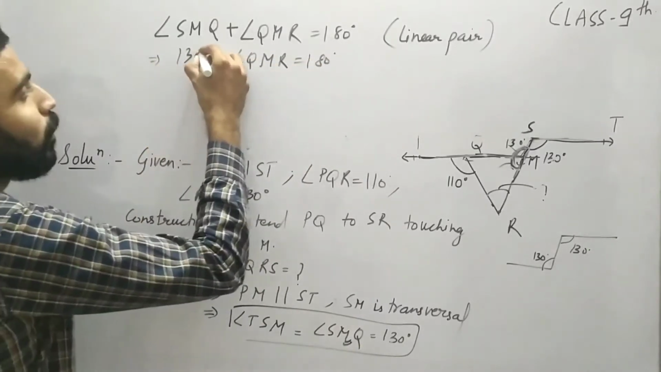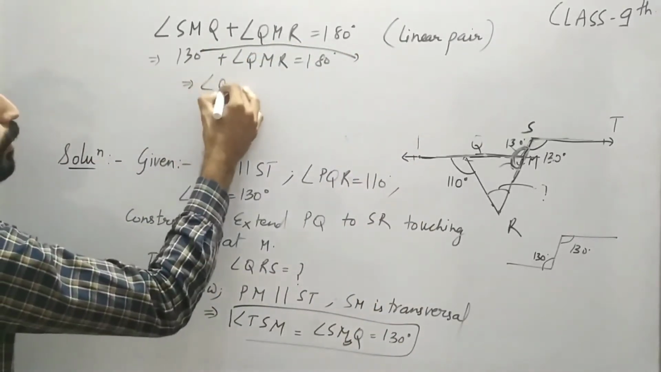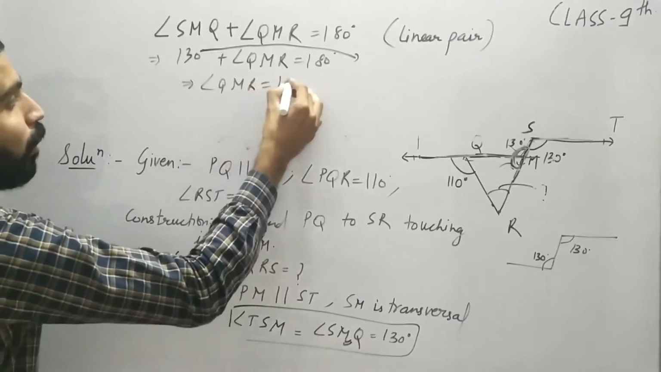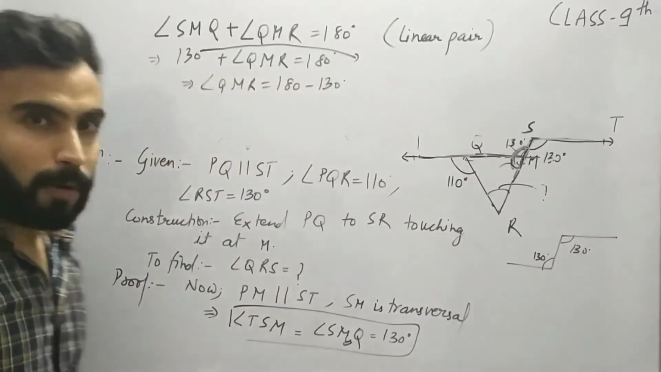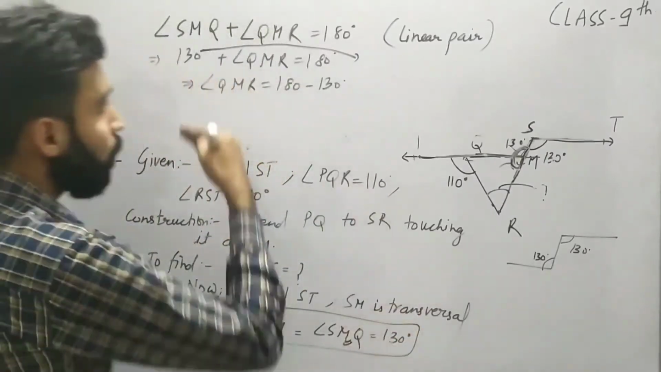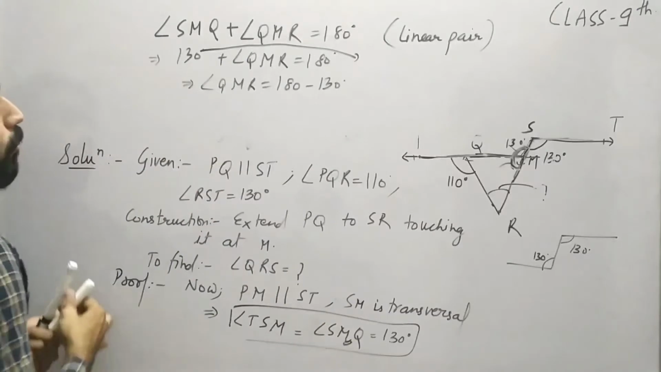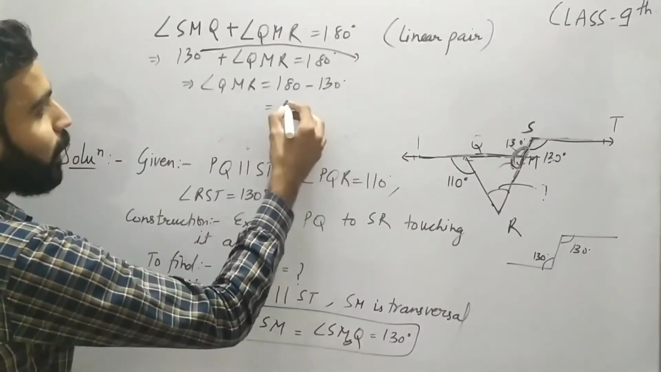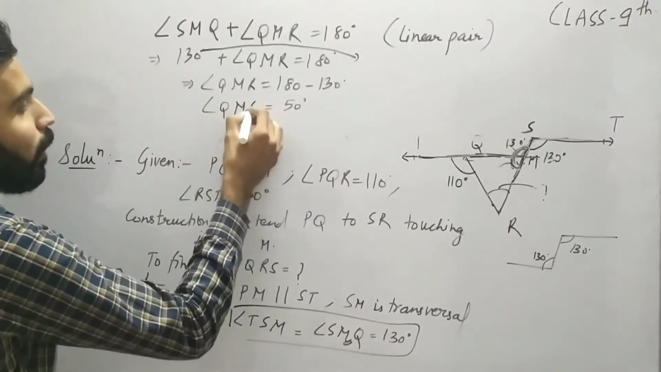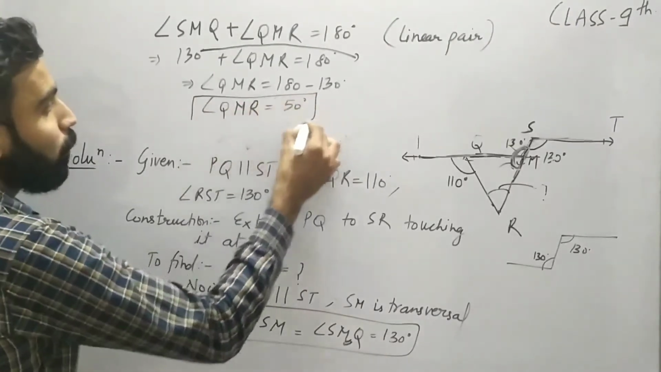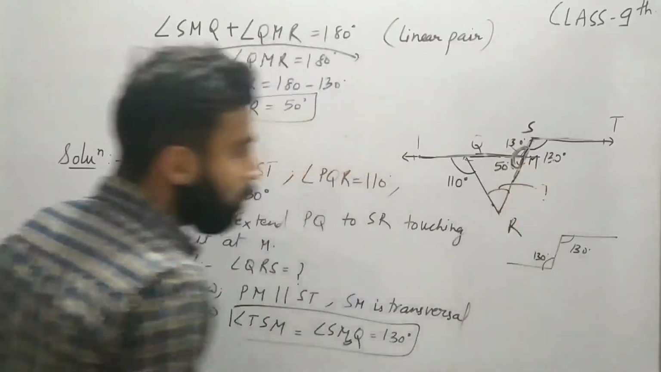Now transfer this 130 degrees over to the right hand side. This will bring me angle QMR as 180 minus 130. You can see the 130 was positive on the left hand side, so it will become negative after moving to the right hand side, right? Now if I subtract this, it will give me 50 degrees. So angle QMR is now 50 degrees. So let me place this 50 degrees here, right?